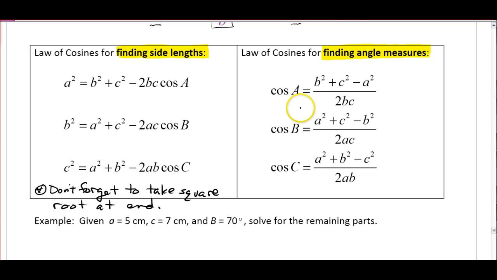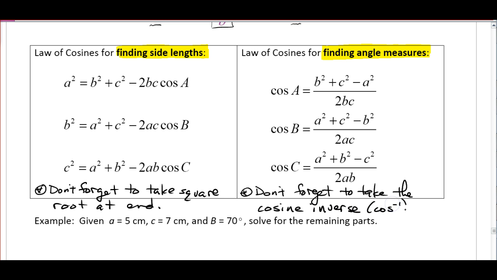So I would get the ratio of the adjacent over the hypotenuse, or the cosine of B, or the cosine of C. So in order to get A, B, and C, our very last step, let's make a note here. Don't forget to take the cosine inverse. Okay, that's cosine to the -1 at end. Okay, because we want to actually solve for the angles. We don't want the ratio.